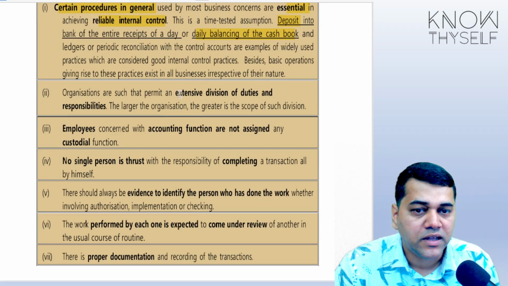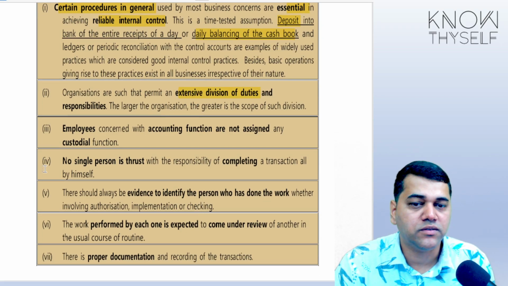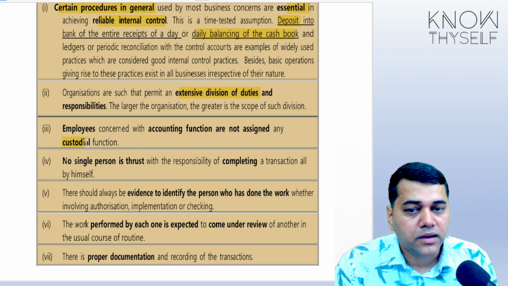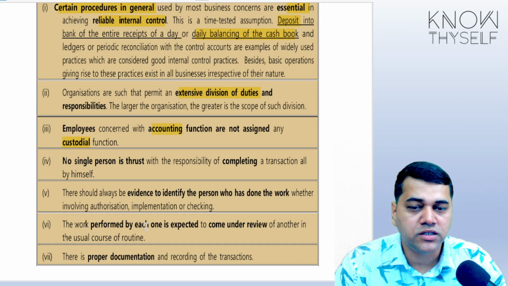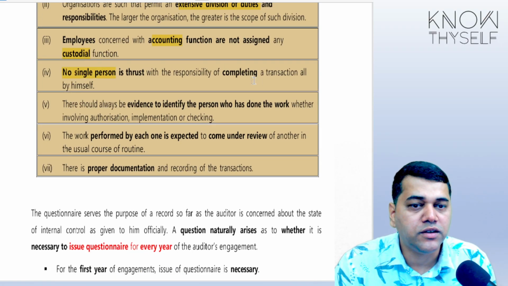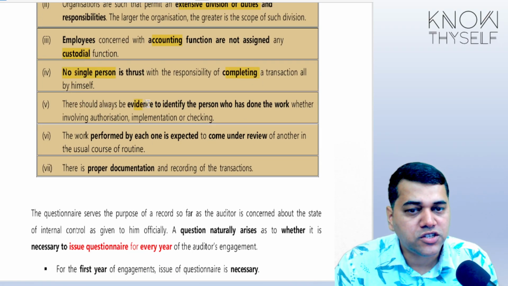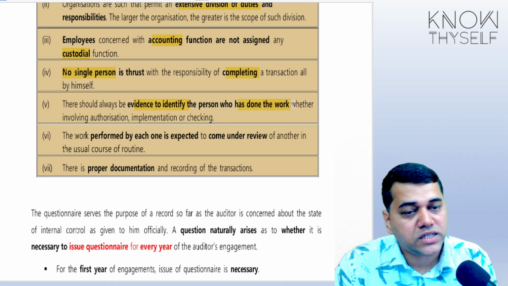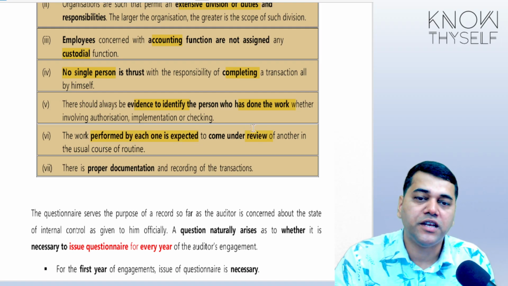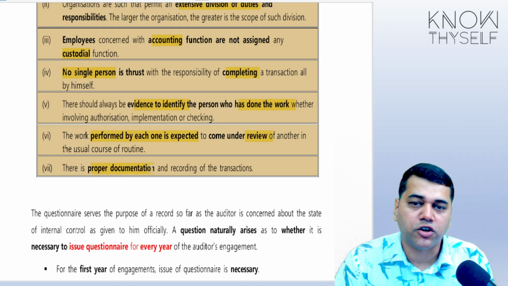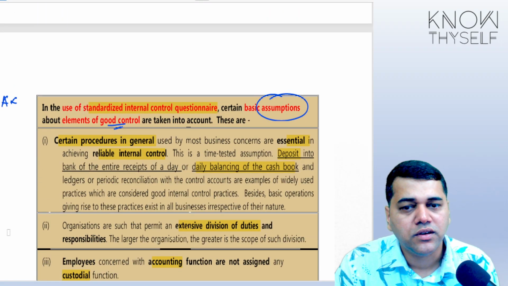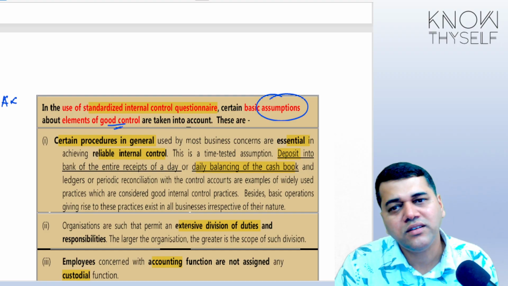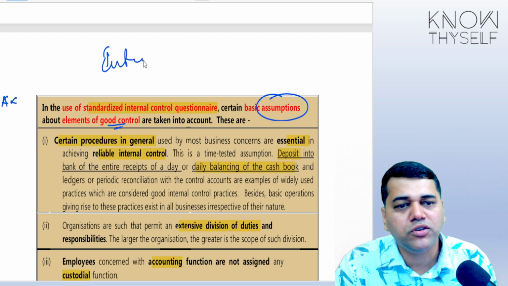Organizations are such that they permit extensive division of duties. A person who is doing accounting doesn't have a custodial function. No single person is given a complete task. Evidence to identify the person who has done the work, like accountability, is there, and the work performed by each one is expected to come under review, that is maker and checker, and there is proper documentation. What are these assumptions of elements of good control? The same thing, internal check. You can write about the internal check there.